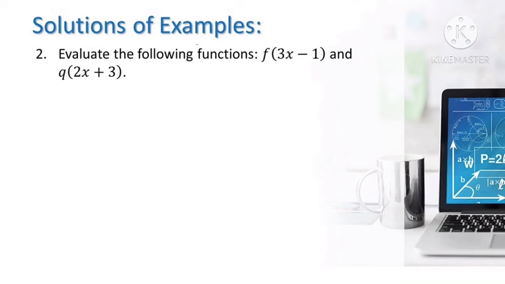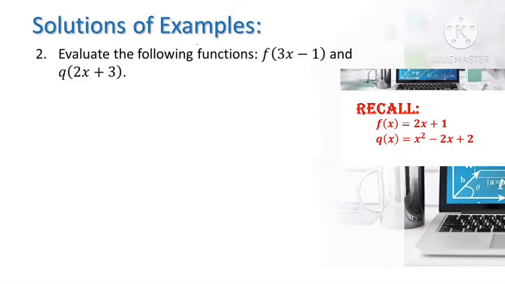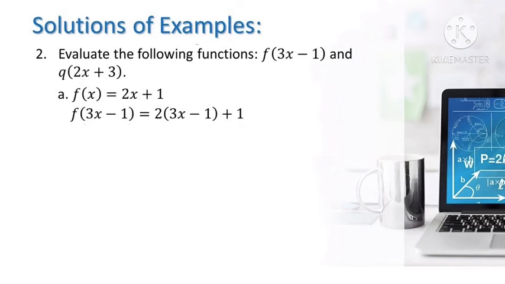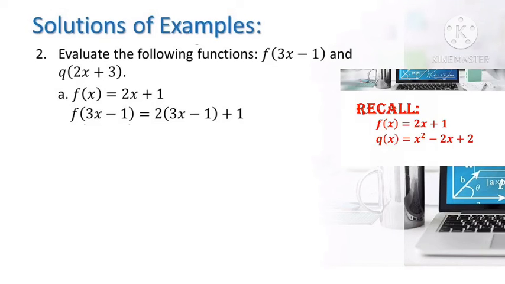And now, for the third example, we are asked to evaluate the following functions: f of 3x minus 1 and q of 2x plus 3. We have to recall that f of x is equal to 2x plus 1 and q of x is equal to x squared minus 2x plus 2. So, starting with the first function, which is f of x is equal to 2x plus 1, replacing x with 3x minus 1 both sides of the equation, we have f of 3x minus 1 is equal to 2 times 3x minus 1 plus 1.